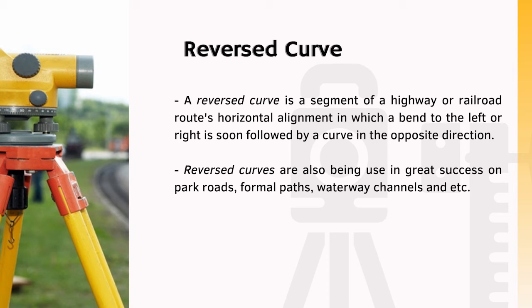Reverse curve is a segment of a highway or railroad's horizontal alignment in which a bend to the left or right is soon followed by a curve in the opposite direction. Reverse curves are also used when the straights are parallel or intersect at a very small angle. So reverse curves are best suited for hilly terrains and highways used for relatively low-speed vehicles.